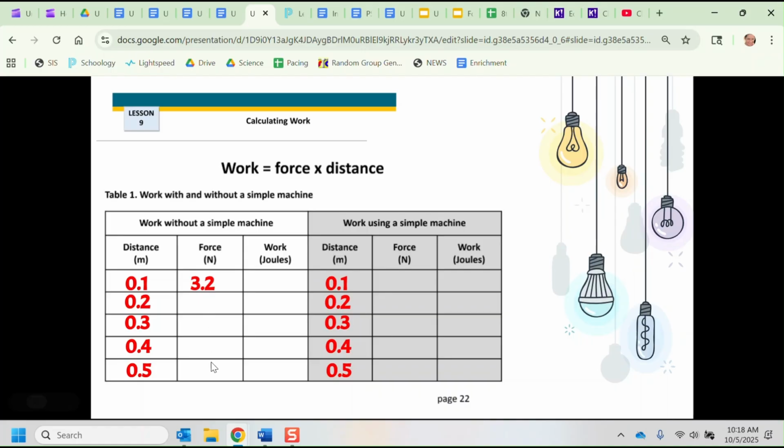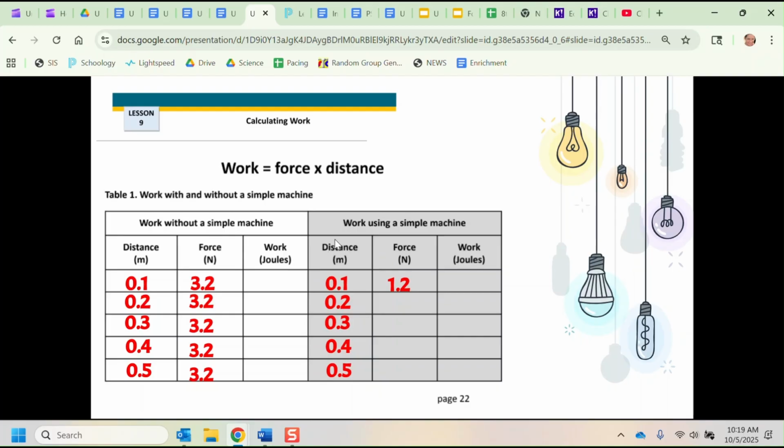Okay, because we are not using a simple machine, the weight of the object is not going to change in this case because we're still on Earth the whole time. Every one of these values for force is going to be 3.2. It's 3.2 newtons every single time. But the work is going to change because work is force times distance. So if I'm calculating work right here, force is 3.2 times distance is 0.1. I'm going to get 0.32 joules.